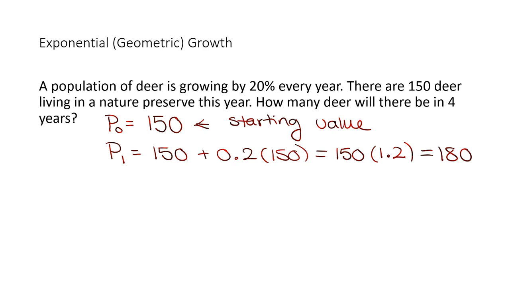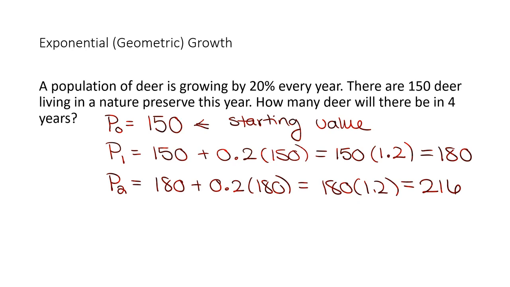Another way of thinking about this, or doing this computation, because we are increasing by 20%, we can take 150 and just multiply that by 1.2. The 1 keeps that original 150, and then the 0.2 is the increase. You can verify this in your calculator. 150 times 1.2 gives you the exact same answer of 180.